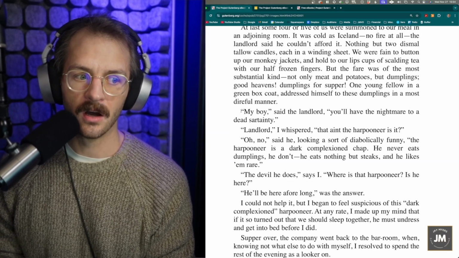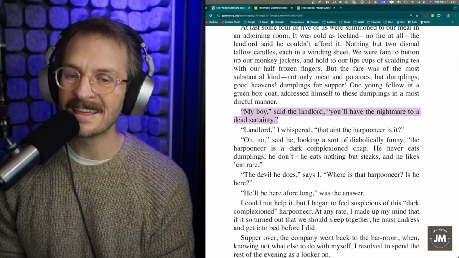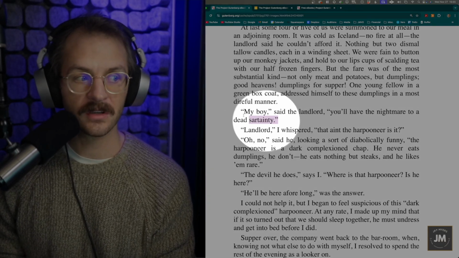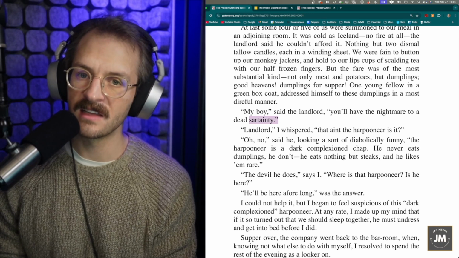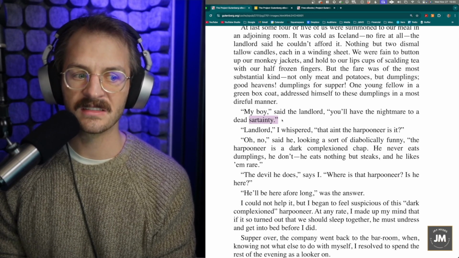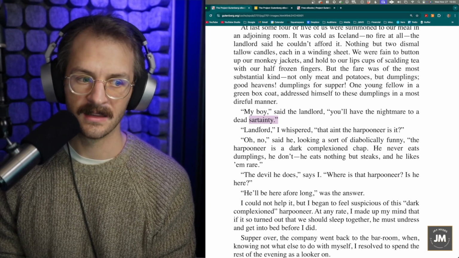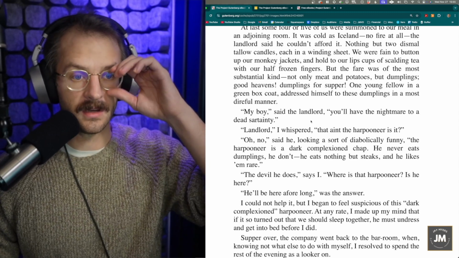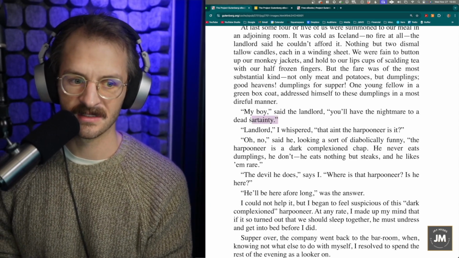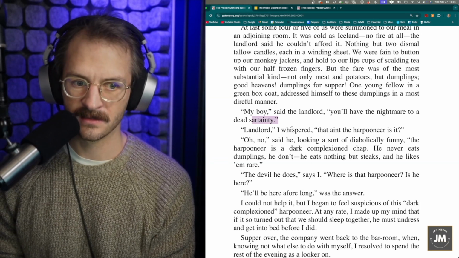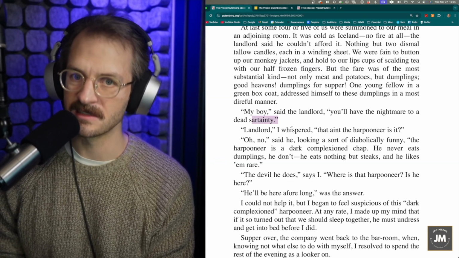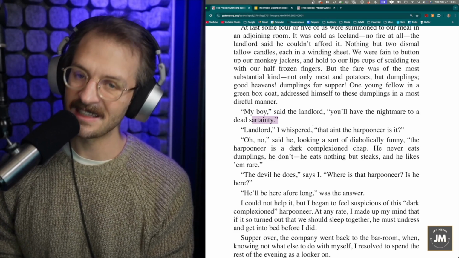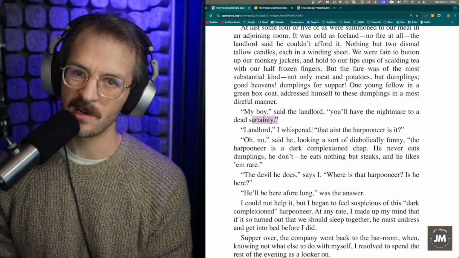This bit of dialogue from the landlord is written in a dialect. This word here, it looks funny. If you look this word up in the dictionary, you will not find a definition because this is how this character says certainty. They say it sartainty. It's a fisherman's dialect. My boy, you'll have a nightmare to a dead certainty, is kind of how you're meant to say it. And it's easier to say it in a sort of piratey voice, if you wish.